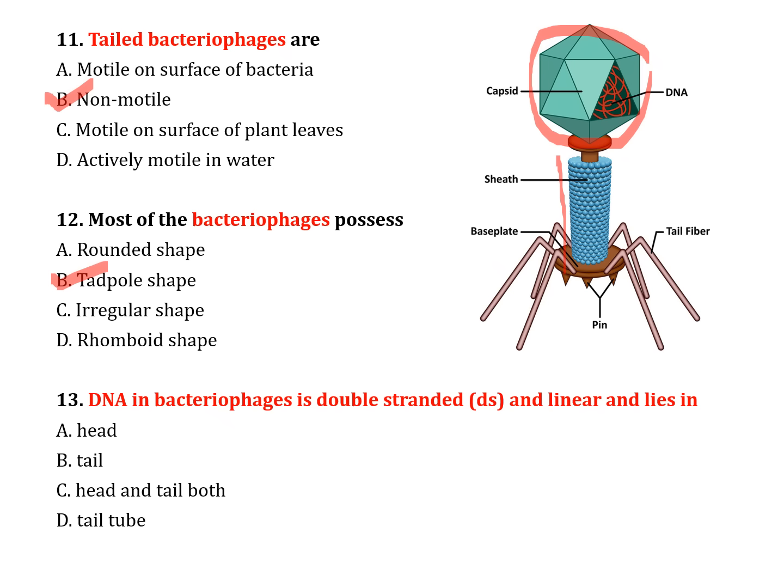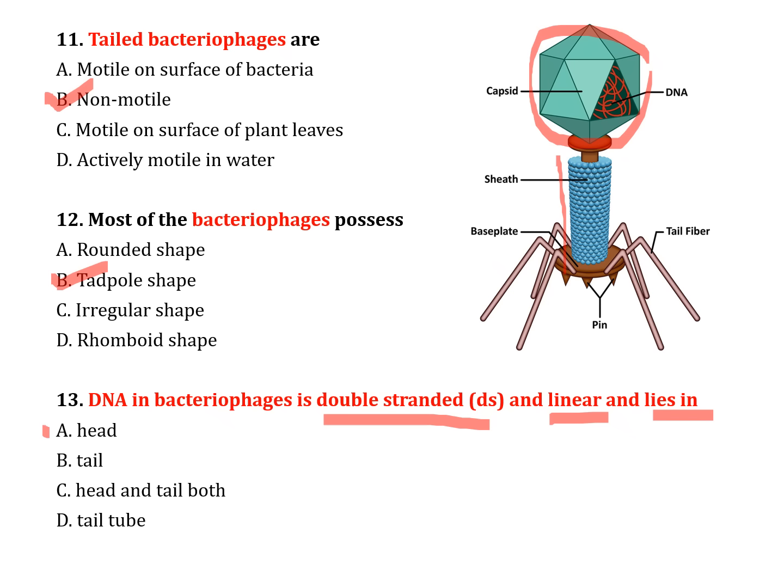The next question number 13. DNA in bacteriophages is double stranded and linear and lies in option A head, option B tail, option C head and tail both, option D tail tube. Correct answer is option A, head. This is the DNA which is present in head.